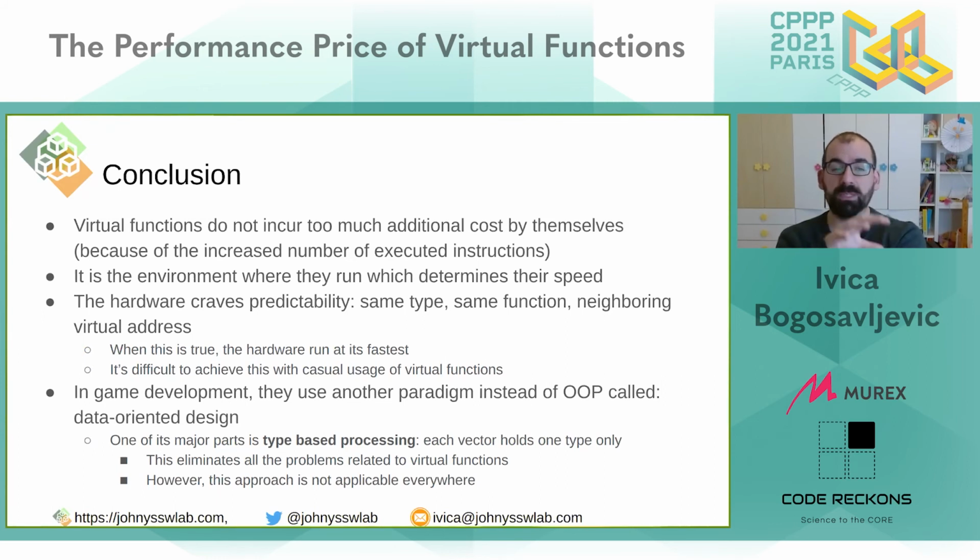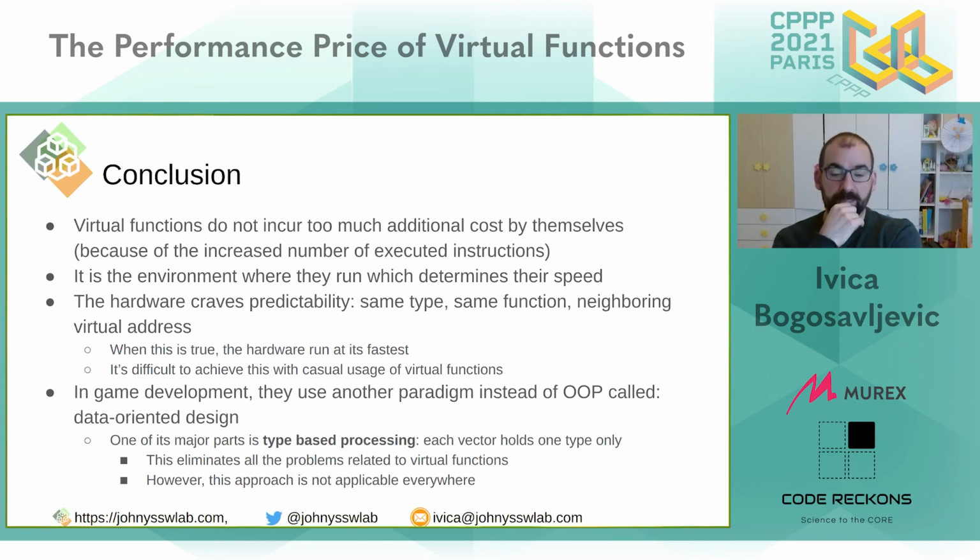What the CPU, the hardware, craves is predictability. It wants same type, same function, neighboring memory addresses. If this is true, the hardware will run at its fastest. But it is really difficult to achieve if you're just casually using virtual functions. If you're using them without giving it a lot of thought, you will not get this behavior.